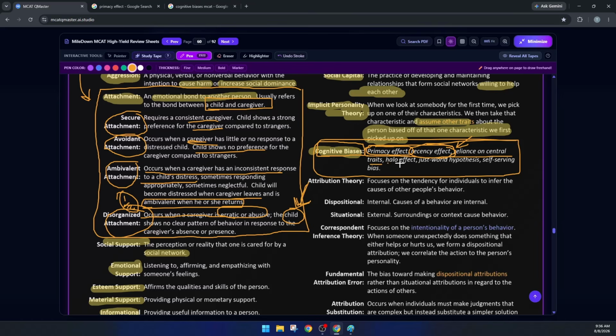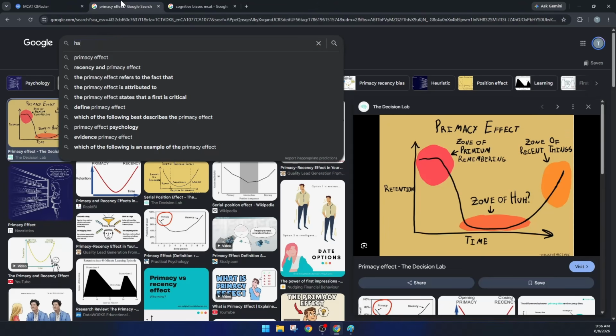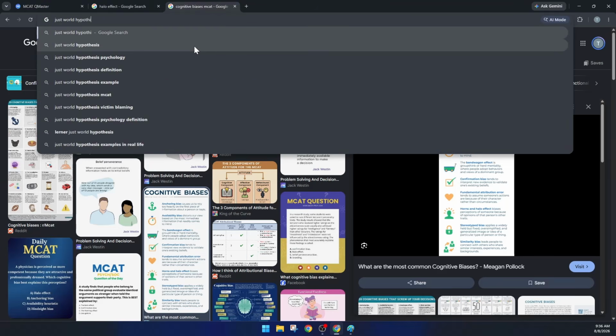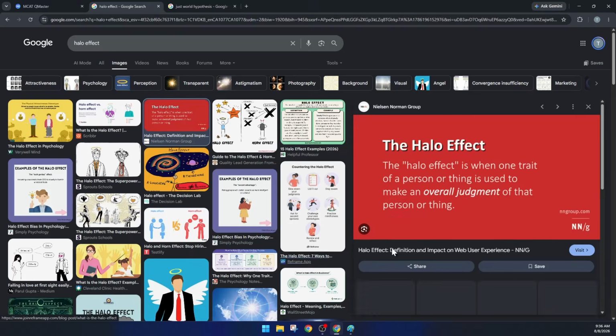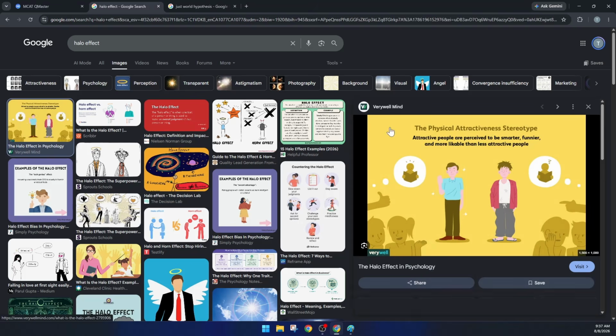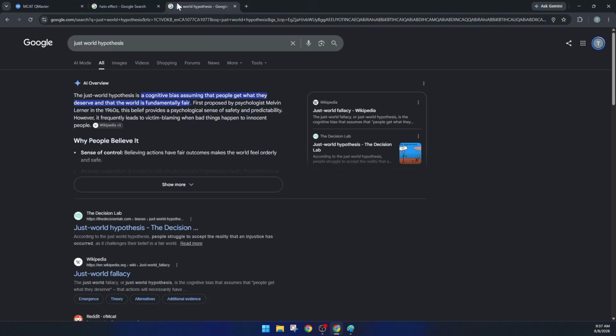Reliance on central traits, halo effect. Let's go through halo effect. What else do you have to go through? Just world hypothesis. Okay, halo effect is when one trait of a person is used to make an overall judgment about someone. There are a lot of examples of halo effect. You could just search it up.